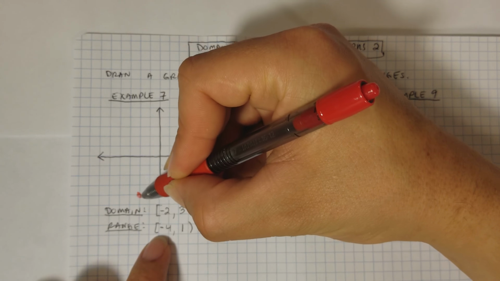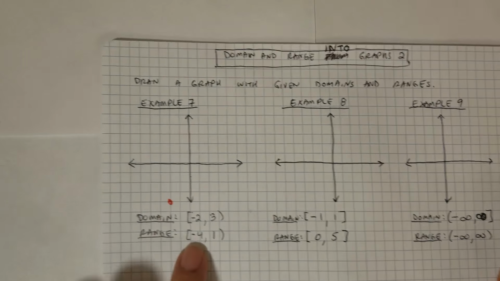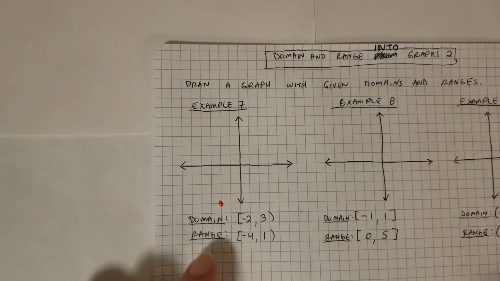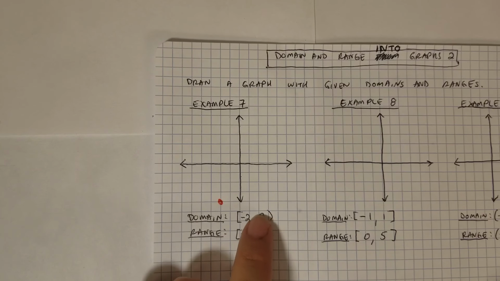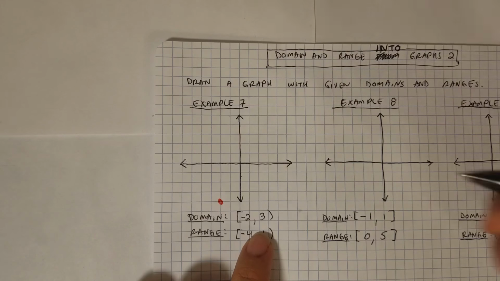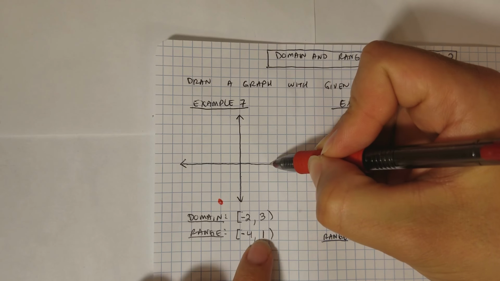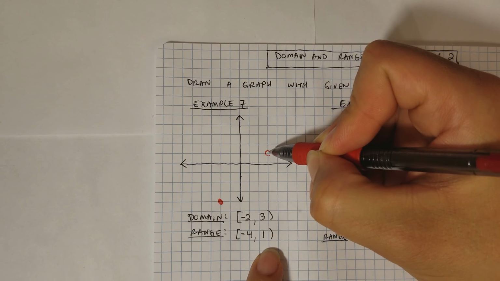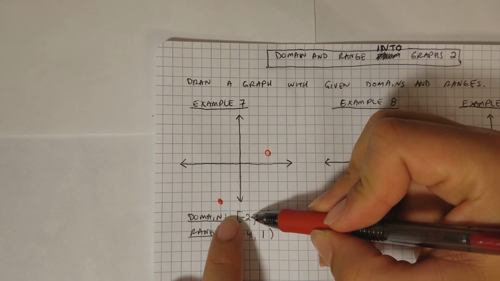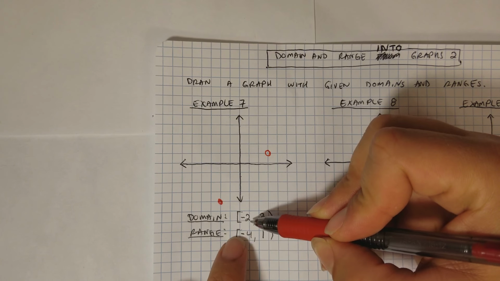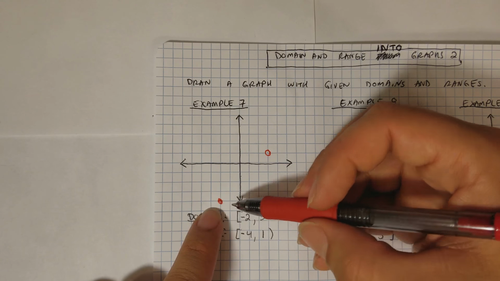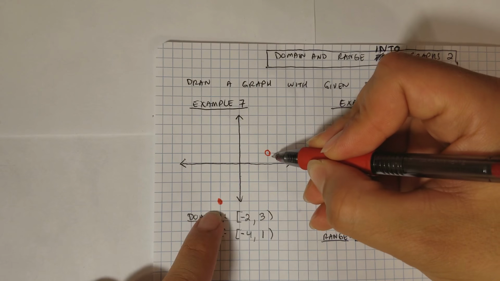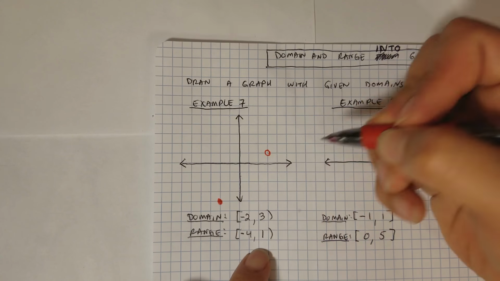So I'm going to put a closed circle down here at (-2, -4) for example number 7. And then (+3, +1), if we think of that as a point, so 3 to the right and then up 1, those have parentheses, so I'm going to put an open circle right here. So (-2, -4) is my point that I graphed. The very bottom left of this graph and the very top right of this graph is (+3, +1).